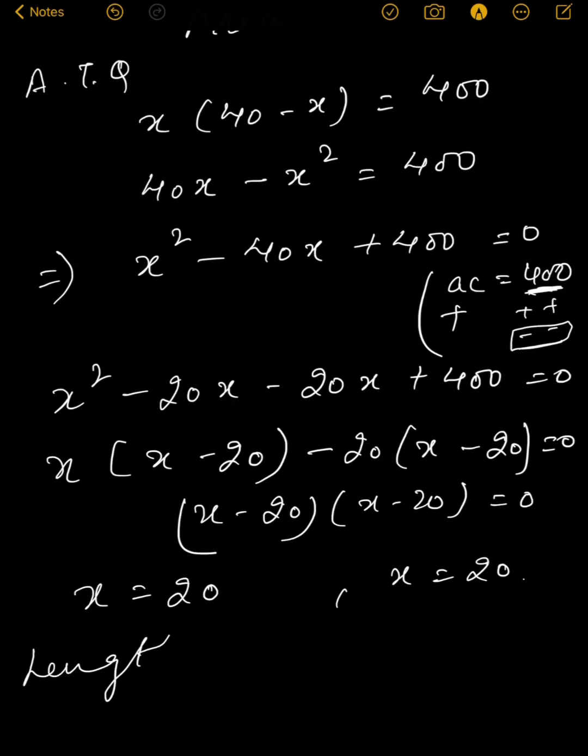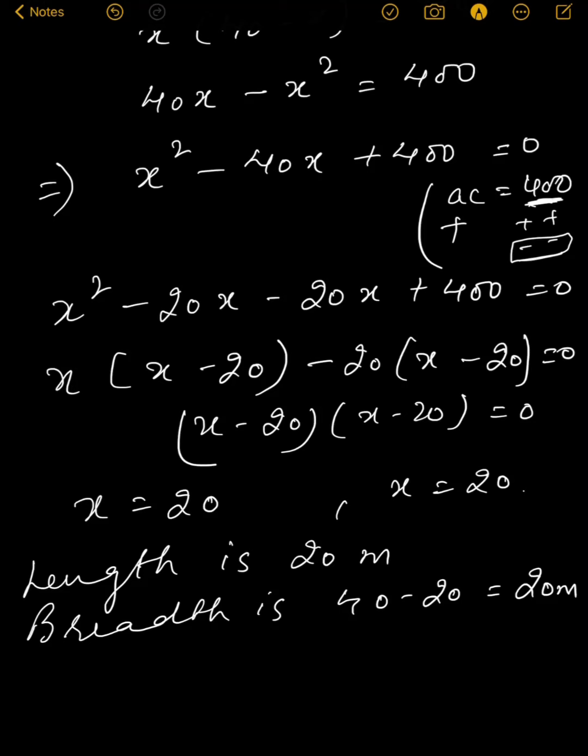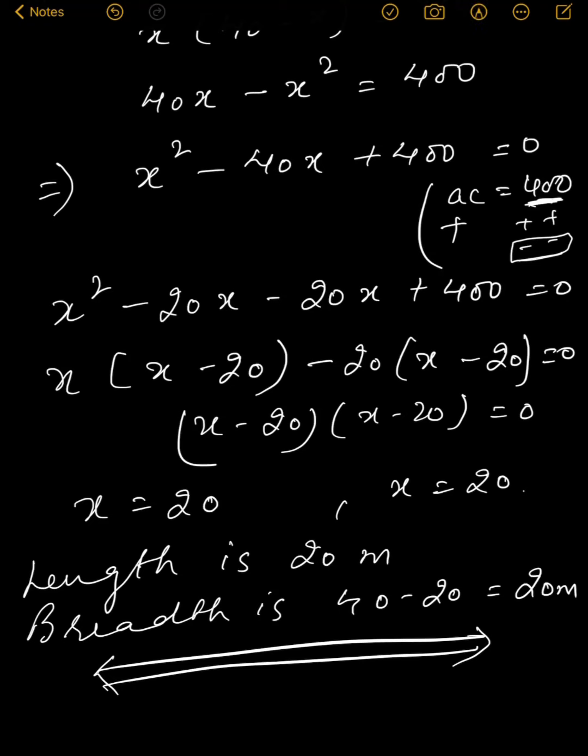So what is x? Length is 20 meter, and what is breadth? It is 40 minus 20, that is again 20 meter. I hope this question is clear. That's it for chapter number 4, and in the next video we will be starting chapter number 5. Thank you.